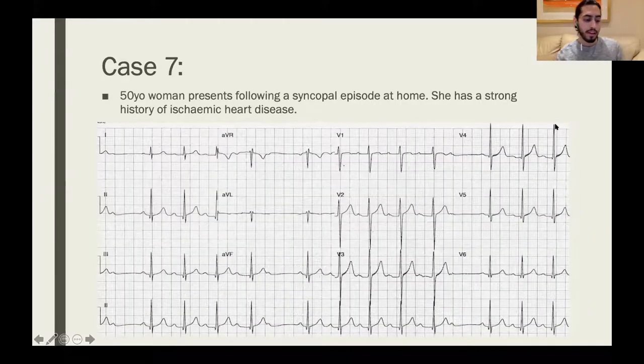Case seven, a 50-year-old woman presents with syncope, so she's blacked out. She has a strong history of ischemic heart disease. Have a look at this ECG. I'll give you a bit more time for this one. What do you think is the diagnosis?